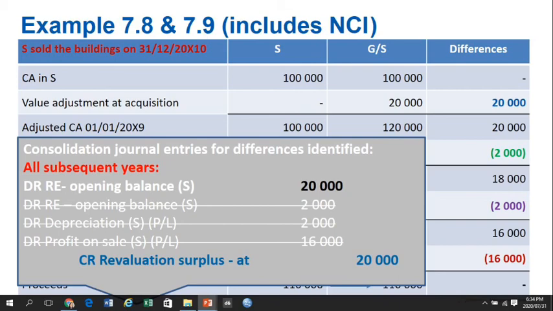But in the end, once you've identified your differences and the line items of the subsidiary where you have to adjust for them, you should be able to write this consolidation journal entry. Then remember, once you've written your consolidation journal entries, you have to be able to pull the effect thereof through to the line items in the consolidated financial statements.